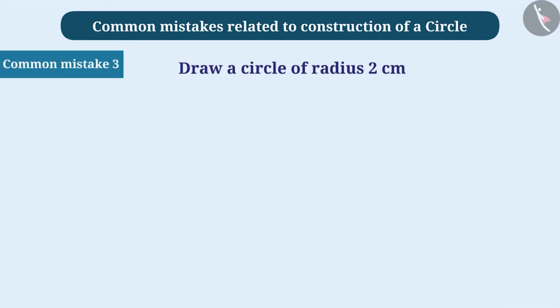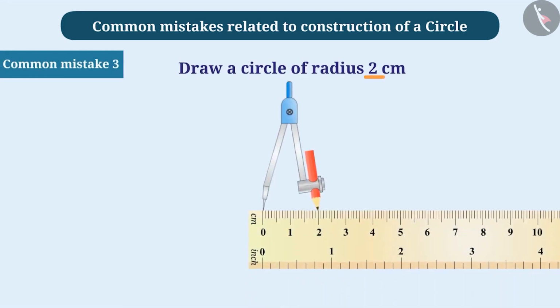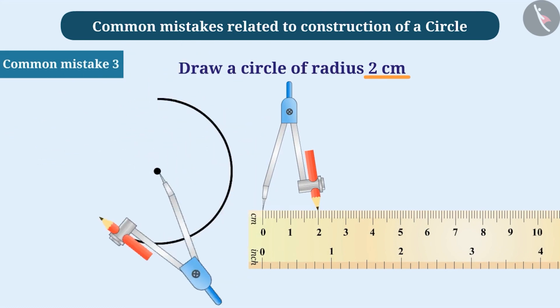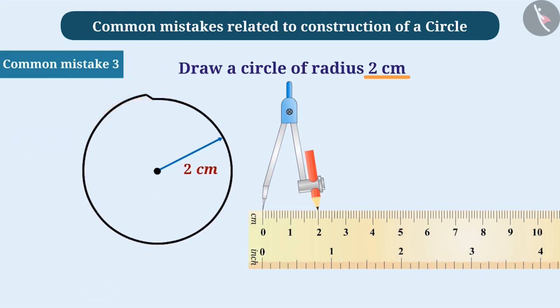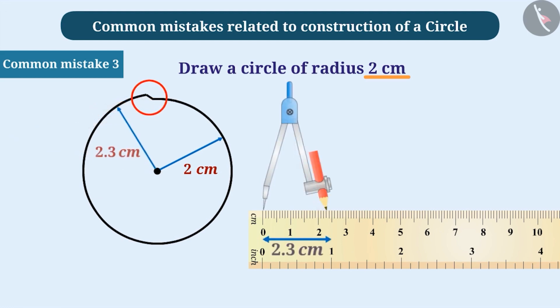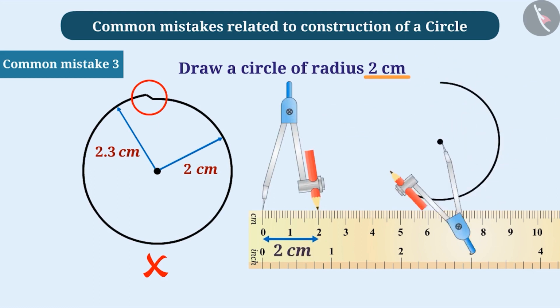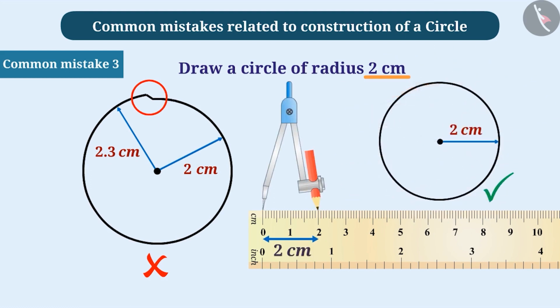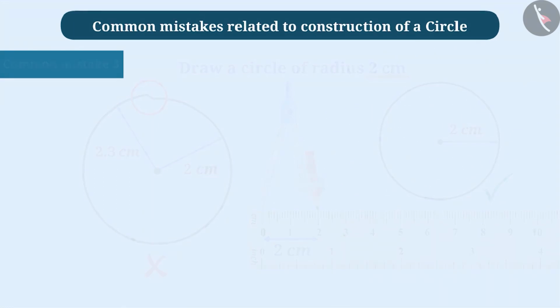Common mistake 3. Some students take the measurements given in the compass while constructing circles, but they fail to maintain the measurement while using the method to construct a circle. Keep in mind that if the distance taken in the compass changes, we will not get the desired circle. Often, this distance changes when rotating the compass. This does not give us the correct circle. Such mistakes can be avoided by maintaining the distances taken in the compass.